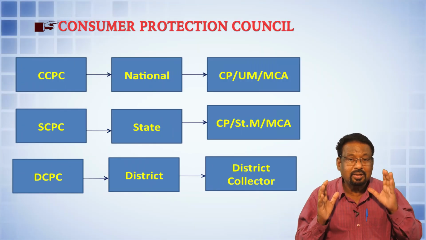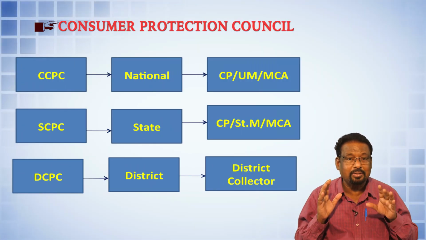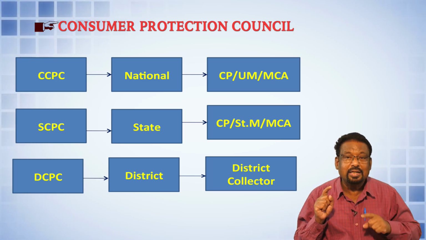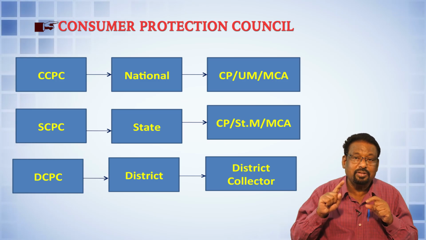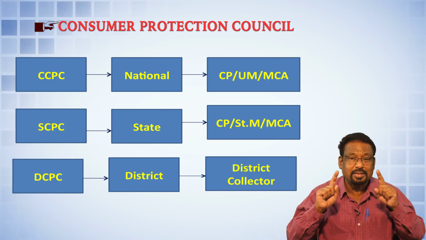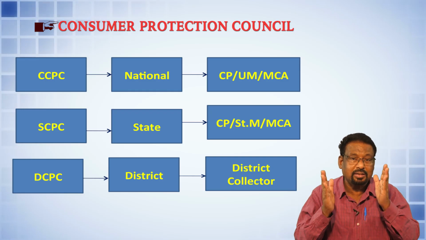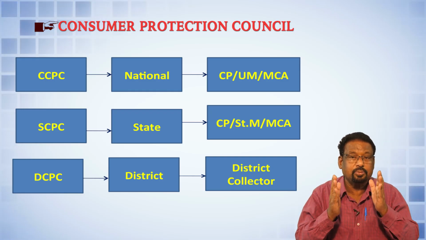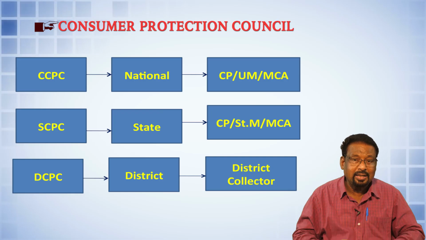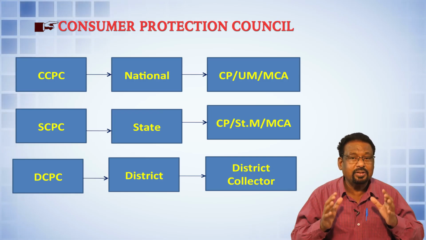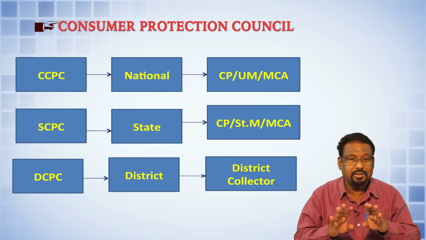Now, as I said, there was a three-tier mechanism. At the national level, it is called the Central Consumer Protection Authority. At the national level, the chairperson is the Union Minister of the Ministry of Consumer Affairs. He will be the chairperson. There are 36 other members constituting the National Consumer Protection Council. Then again, it's an advisory body. They are only advisory in nature. Their advice is not binding on the government.